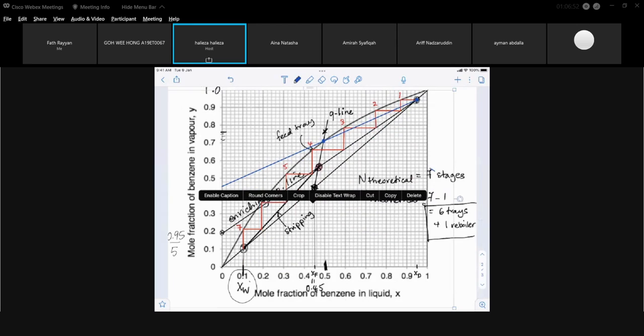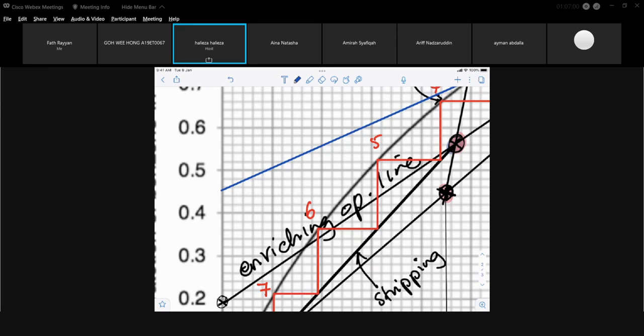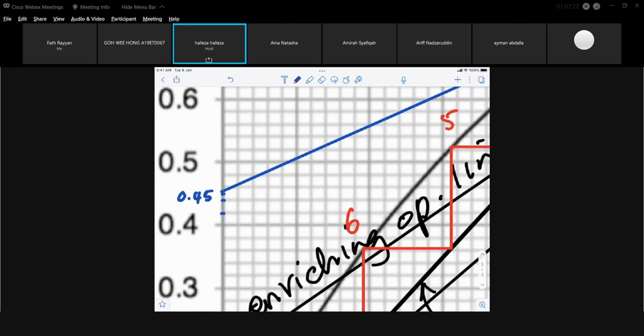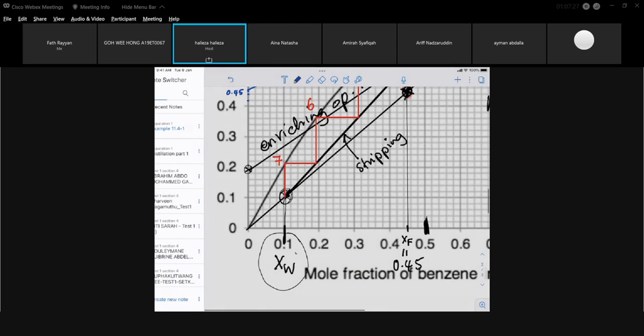So now my y-intercept will be roughly 0.45. That's 4, that's 5, not 6 obviously. Just roughly give it 0.45. So that is my y-intercept. So my R min, if I use the equation just now, let me try to get this.